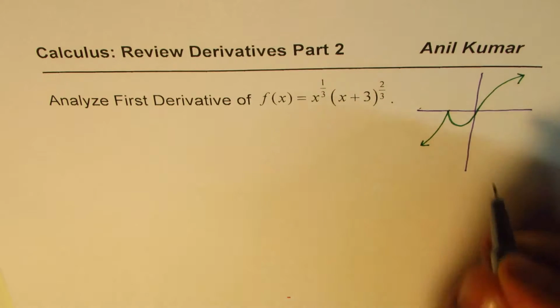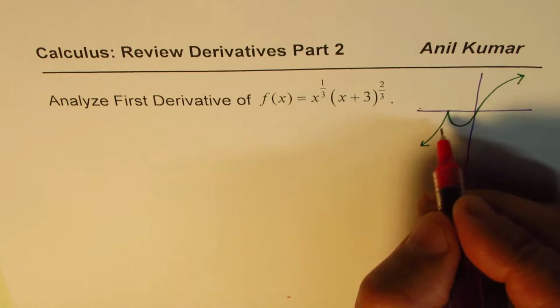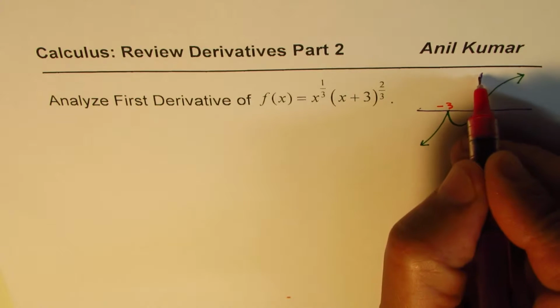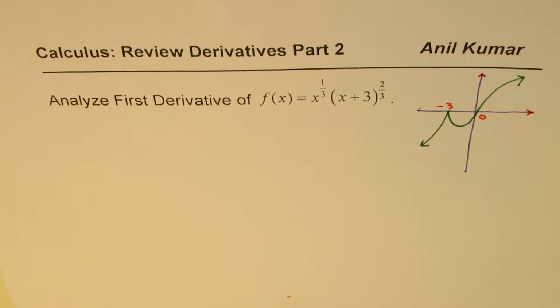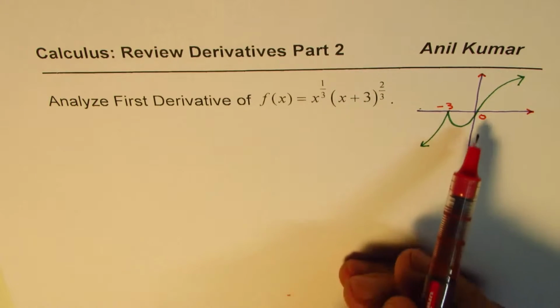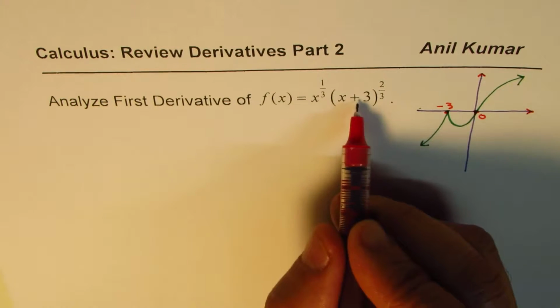Now we have to see how well we made that prediction. We also predicted these points. This was minus 3 and that is 0, right? So that is what we did in part 1. Basically, from the characteristics, you find the x-intercepts. There are two x-intercepts. One is at 0. The other one is at minus 3, right? So these are the two x-intercepts.